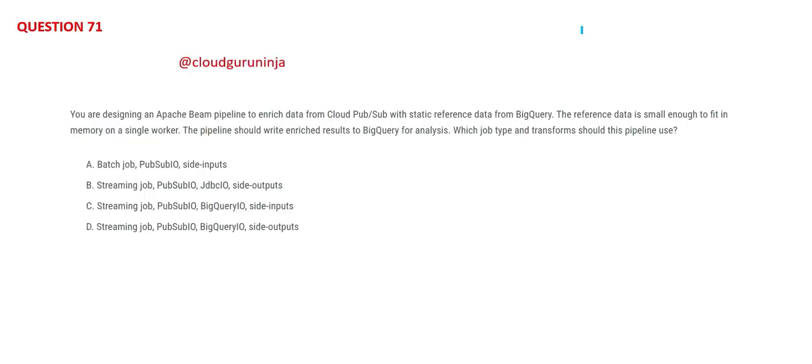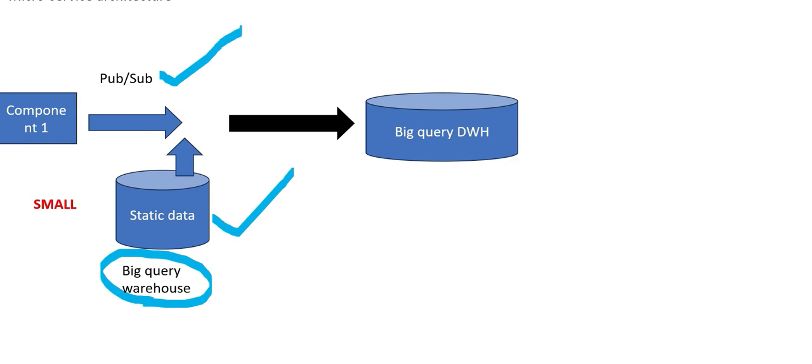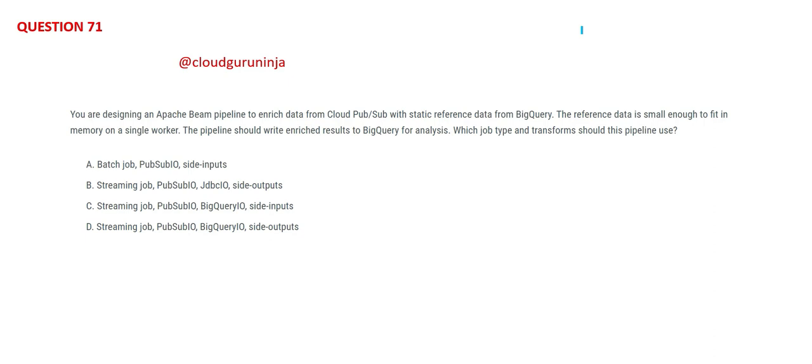Okay. Now, what is the story? The story is saying, I have one component, Pub/Sub data. I'm getting the data from Pub/Sub in the message. In between, I am having static data. I'm doing a lookup. The static data is in BigQuery warehouse. I'm doing a lookup. Then I merge the data and I put it here in BigQuery data warehouse. So if this is the requirement, what job type should I use? What transforms should I use in the pipeline?